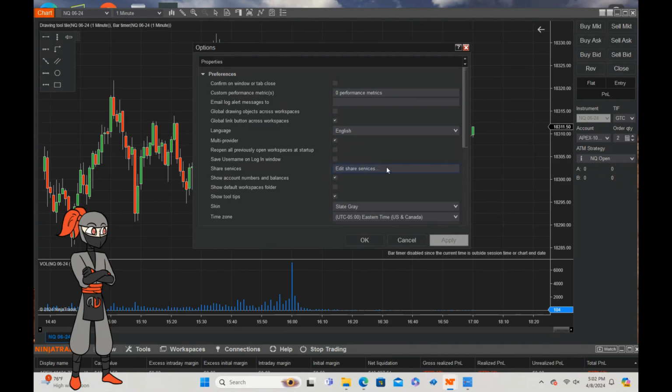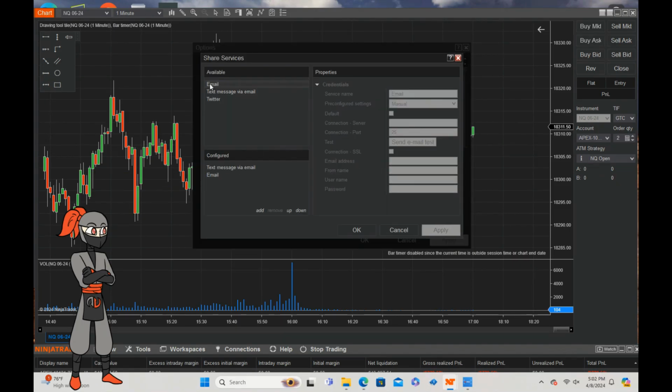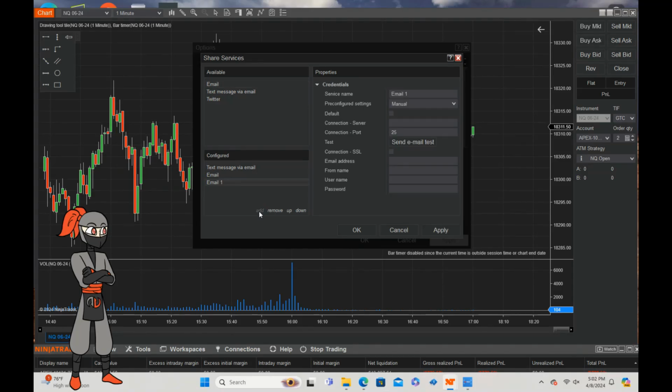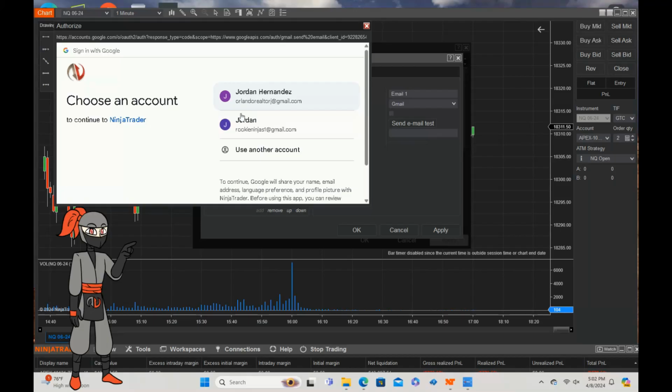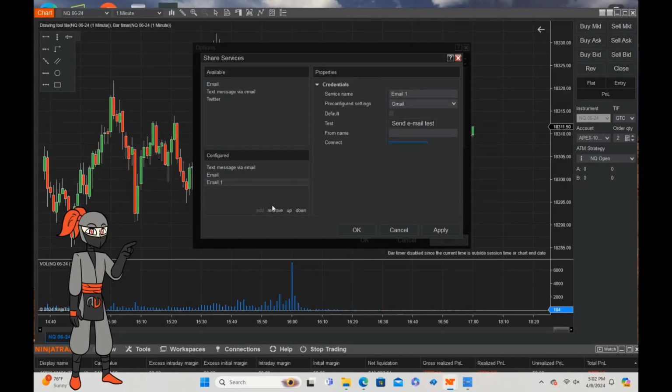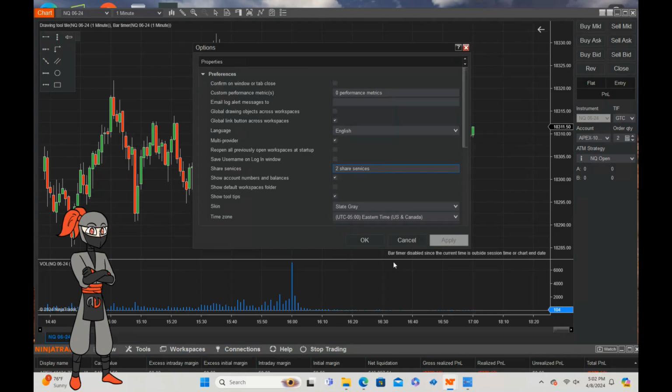So we're actually going to go to our options under tools, and we're going to go to our share services. Now, I already have mine set up here, but to give you an idea, I found that Gmail definitely works a lot easier than any of the other ones, to the point where I didn't actually have any of the other ones set up. But you're going to go set up your email, and if you sync it to your Gmail, essentially you'll have to approve it on your Gmail side, but it does make it the easiest format to be notified when something happens.